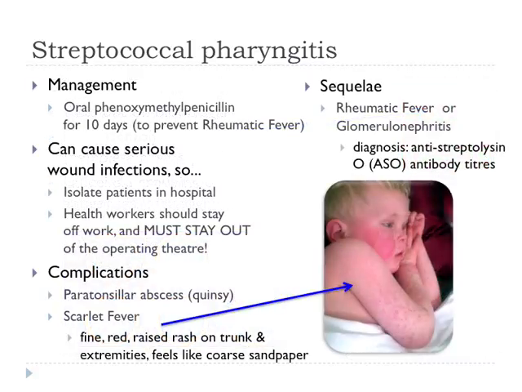If we have made a diagnosis of streptococcal pharyngitis, then the treatment is with oral penicillin, phenoxymethylpenicillin, for 10 days. And the reason we give this is not primarily to treat the infection that's in front of you. It is to prevent the most severe sequela of streptococcal pharyngitis, which is rheumatic fever.